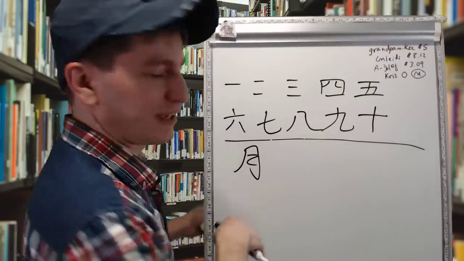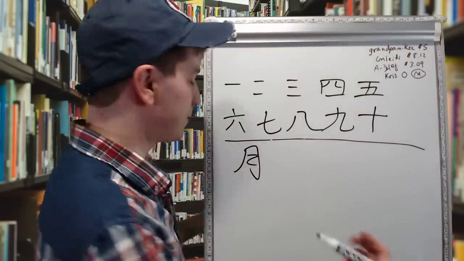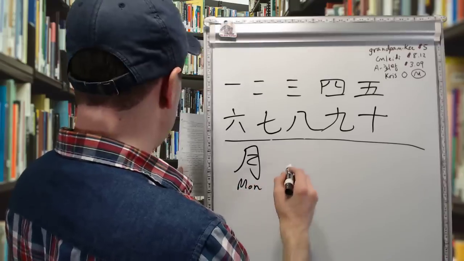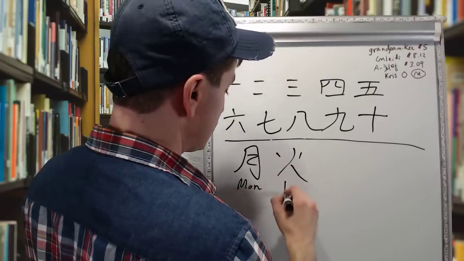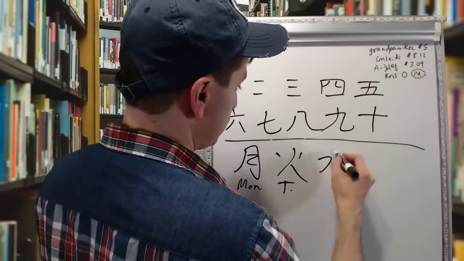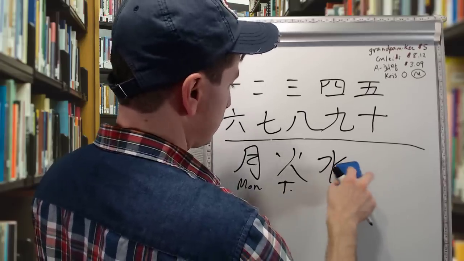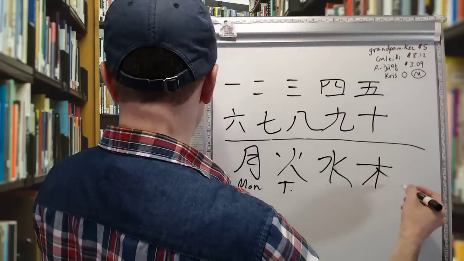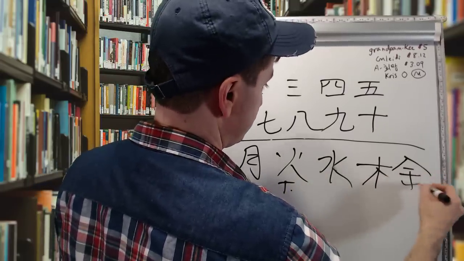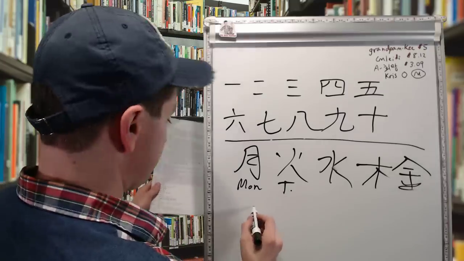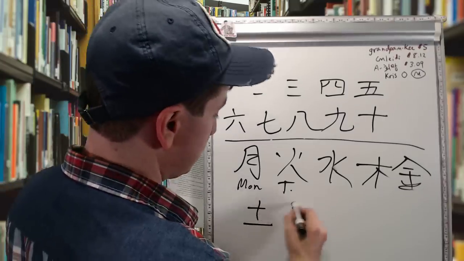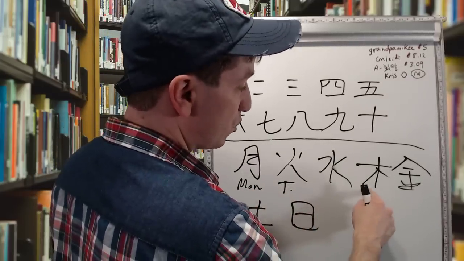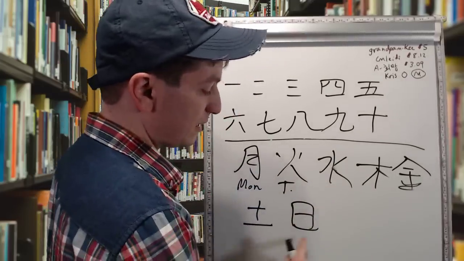wo, and again, I'm writing these really quickly because we don't have much time. Wo for Monday, hua for Tuesday, su, sorry, I wrote that wrong. Let's write that. Okay. Bo, kun, to, and then il. So, 월요일, 화요일, 수요일, 목요일, 금요일, 토요일, 일요일.